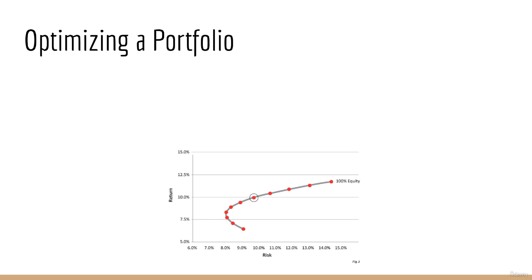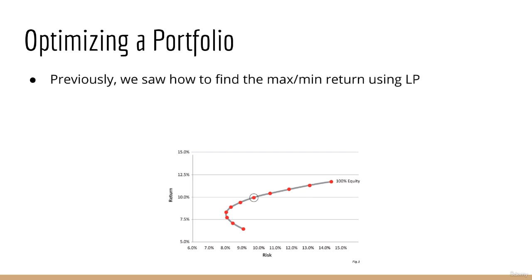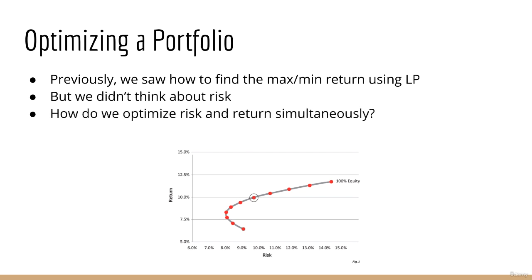In this lecture, we are going to continue our discussion on how to optimize a portfolio. Previously, we looked at a simple problem where we wanted to take a set of assets and find the maximum and minimum possible return of any portfolio containing these assets. We found that this problem could be solved using linear programming. Of course, those portfolios didn't take into account risk. In this lecture, we will consider how to optimize a portfolio in terms of risk and return simultaneously.